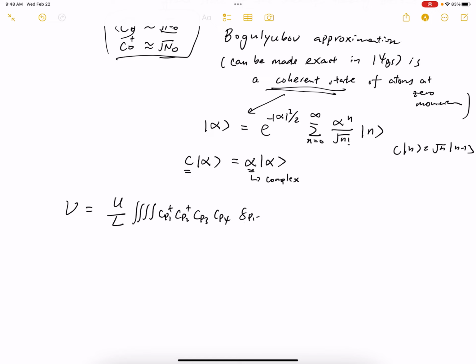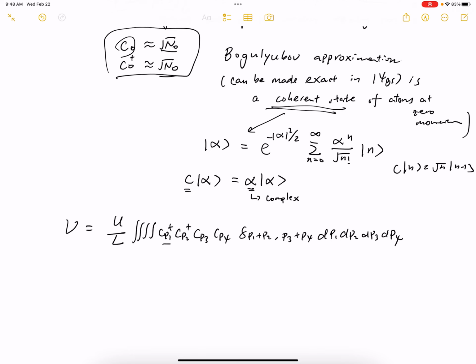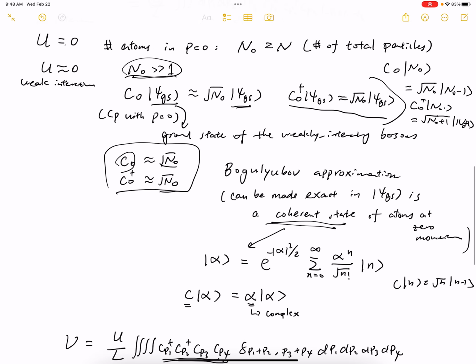And I'm going to keep the delta symbol for now. So we have 4 of these creation or annihilation operators. And the general idea is most of the atoms are going to be in the state with p equal to 0. And if p is not equal to 0, then we would expect these C_p's to be much smaller. So I'm talking about the size of the operator, which is not the exact language we should use. But the basic idea is that when you apply it on the ground state, those operators will give you a much smaller matrix element, because most of the atoms are in the ground state.